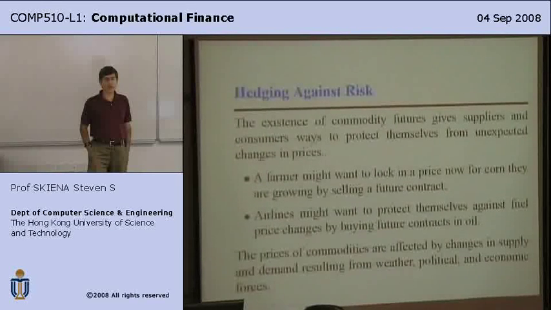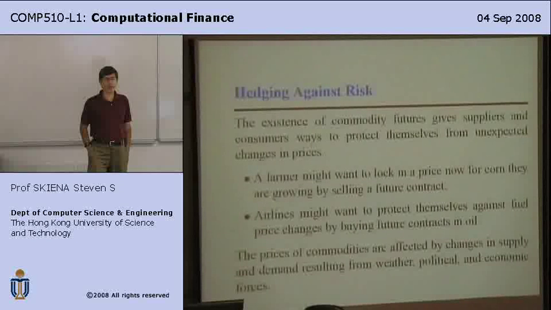The farmer could sell a futures contract. Say, I will sell you 5,000 bushels of number two corn for a certain amount of money with delivery in September 2009. Okay? If so, they have locked in a future price. And now their risk about flat price fluctuations is gone. They don't have to worry about what's going to happen in the corn market. Okay? Any questions? So that's a good thing.